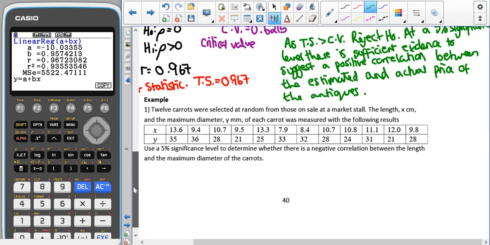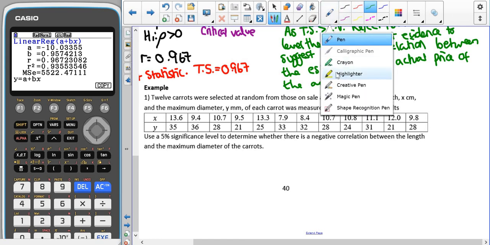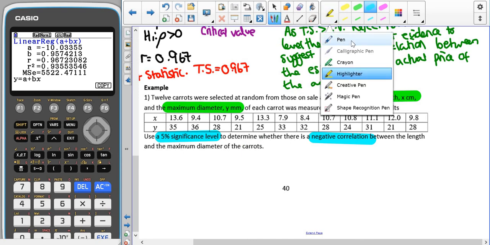So now we're going to try another example. So here we have 12 carrots. Each one of these is representing a carrot, on sale at a market stall. X is representing the length of the carrot and Y is representing the maximum diameter of the carrot. And we can see that we've got the results here. We're trying to use a 5% significance level to determine if there is a negative correlation between the length and maximum diameters of the carrots.